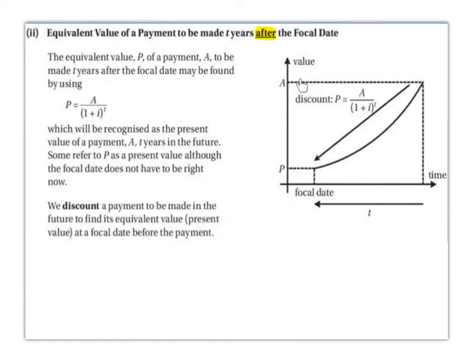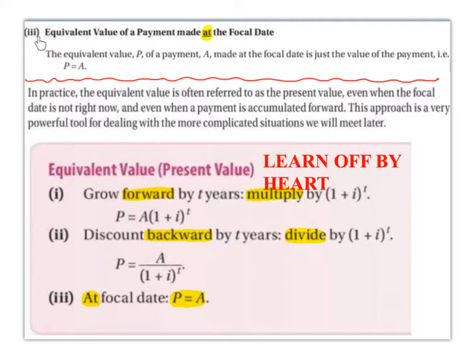Again, it can be seen a little bit more clearly in this diagram. Again, our x-axis is time, and our y-axis is the value. So A is the payment, and P is the future value, and this point here is the focal date. So we can see the arrow this time is going backwards, so we are discounting the value of the payment.